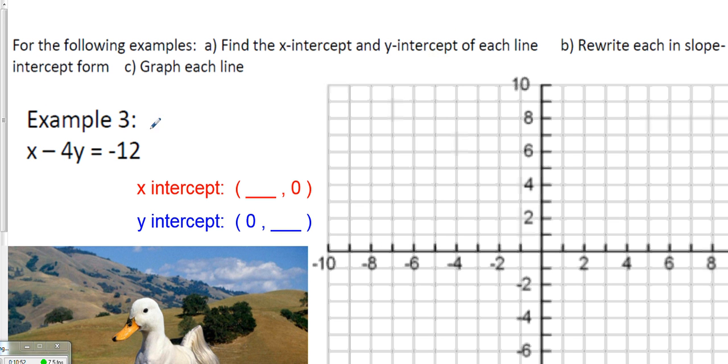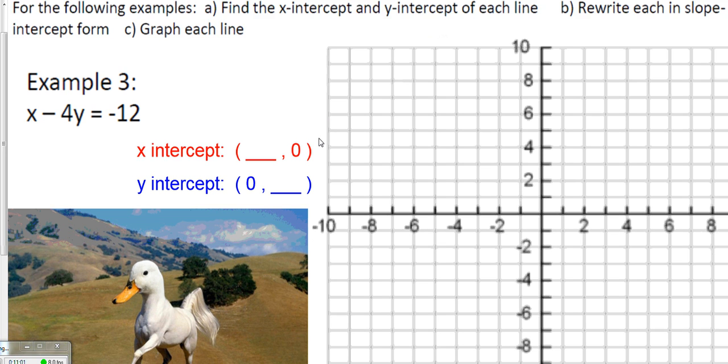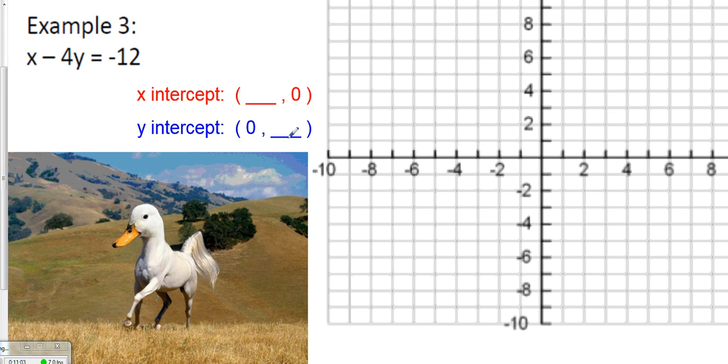Let's go on to example 3. In this case, we're going to be finding the x and y intercepts, rewriting it into slope-intercept form, and we will graph it. So this is just one extra step. We're graphing it at the end. So we have x minus 4y equals -12.